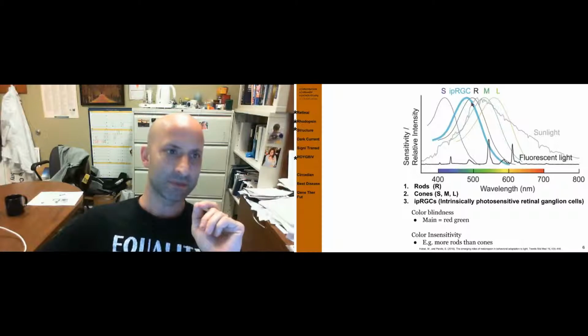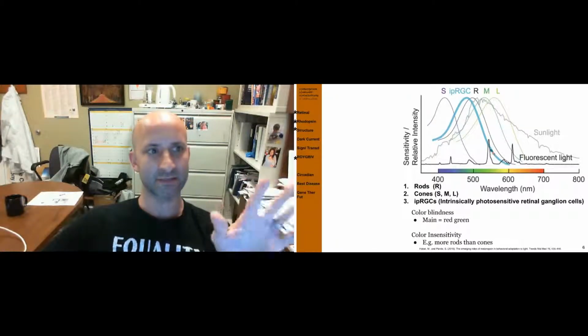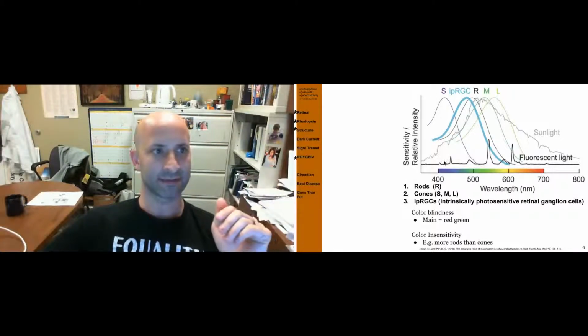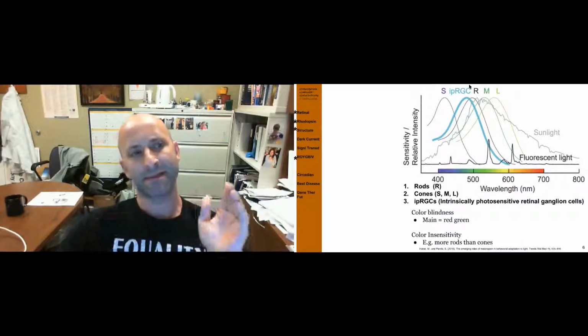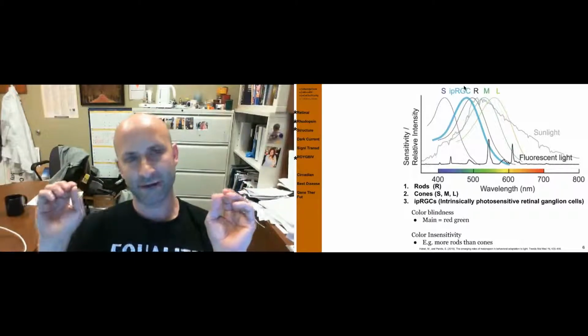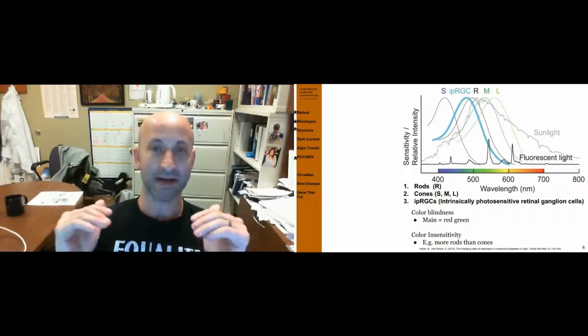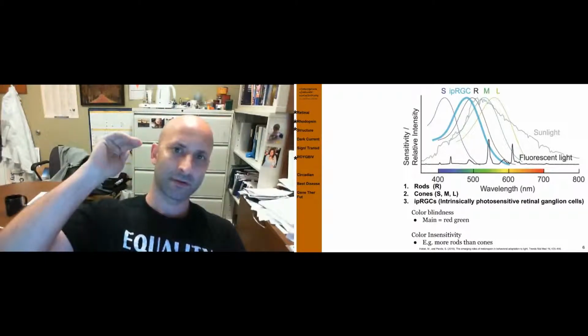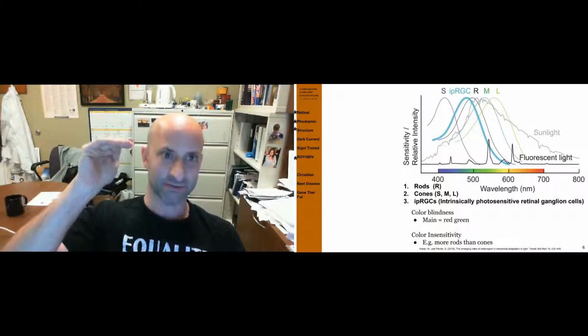And then here in blue, you see the IPRGCs, and so that's somewhere in between the green and violet, but it's broad, and so the main thing about IPRGCs is that they're not sensitive at all. So if you were ranking them, by far the rods are the most sensitive. So at night, that's what you're using, your rods.